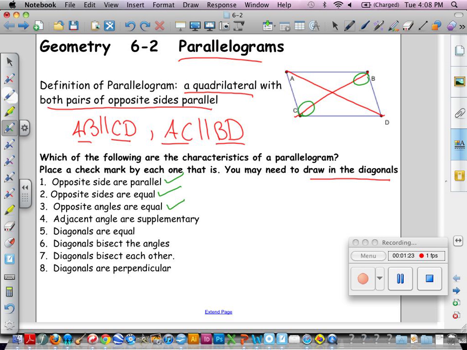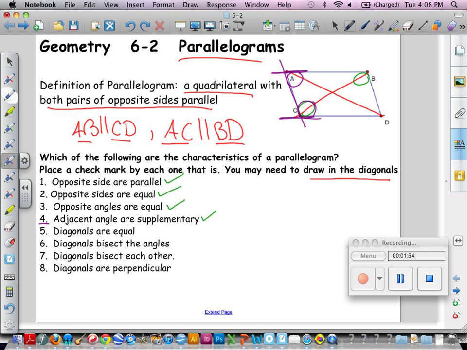Number 4, adjacent angles are supplementary is a characteristic. If you have parallel lines, you have a transversal cutting through them. Angle A and angle C are consecutive interior angles, and they will be supplementary. That's why number 4 is a characteristic. Number 5, diagonals are not equal. Do not checkmark that.